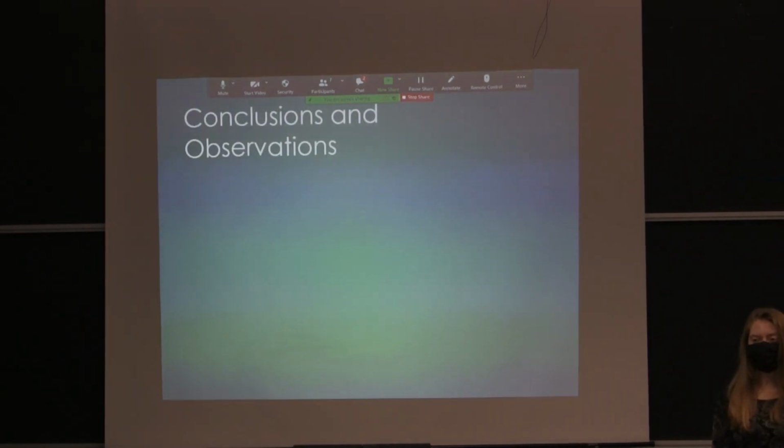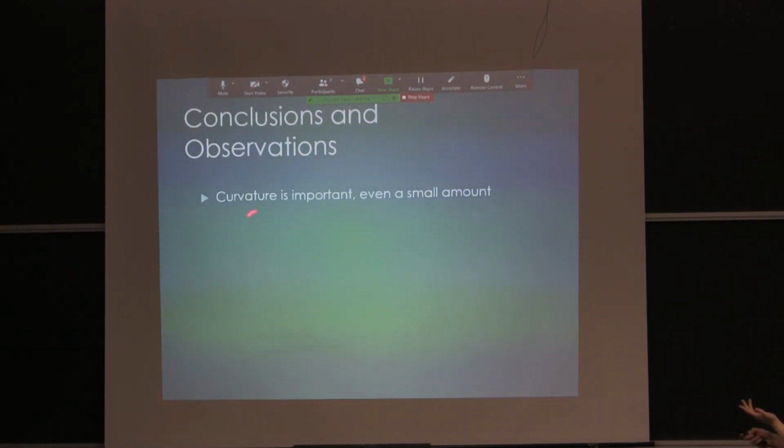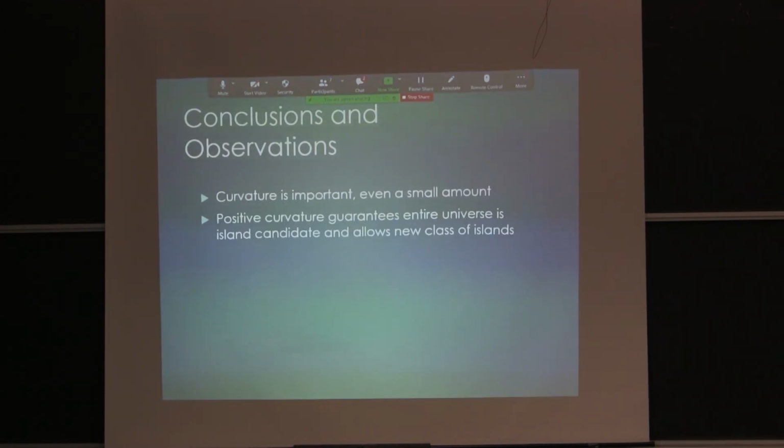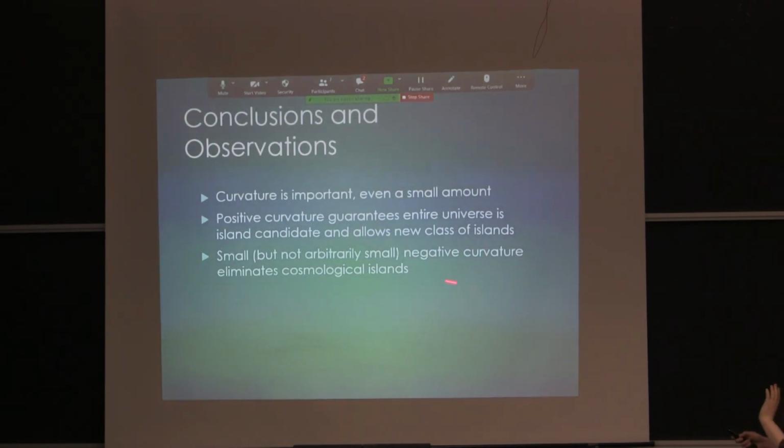And so let me just make a couple of observations and conclusions based on what we found from looking at all these different cases. So the first observation is that curvature does seem to be important. Even if it's just a small amount, it does seem to change the results in interesting ways. For example, if you have any amount of positive curvature, that's always going to guarantee that the entire universe is an island candidate. And it also allows that new class of islands that I mentioned, that fall into the appropriate chi range. Also, a small amount of negative curvature, not arbitrarily small, but a small amount, eliminates the cosmological islands that we found in the flat space case. So that does seem to be important.